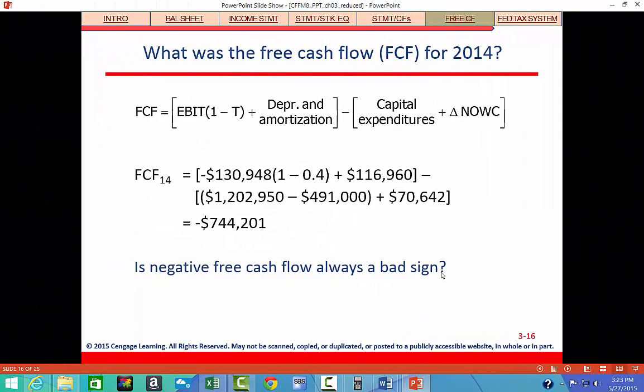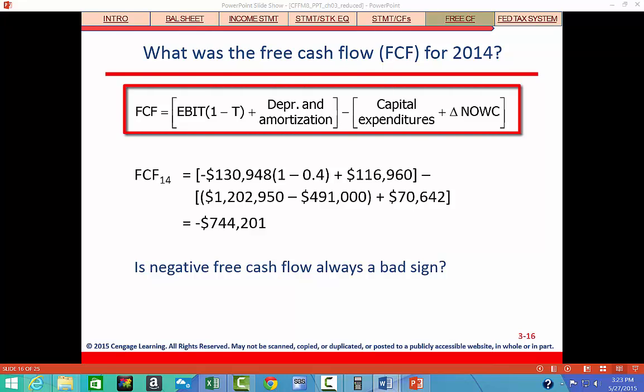Then we have the question, what is the free cash flow for 2014? Well, free cash flow is the amount of cash that could be withdrawn without harming the firm's ability to operate and to produce future cash flows. It is calculated as after-tax operating income plus depreciation, less capital expenditures and the change in net operating working capital.